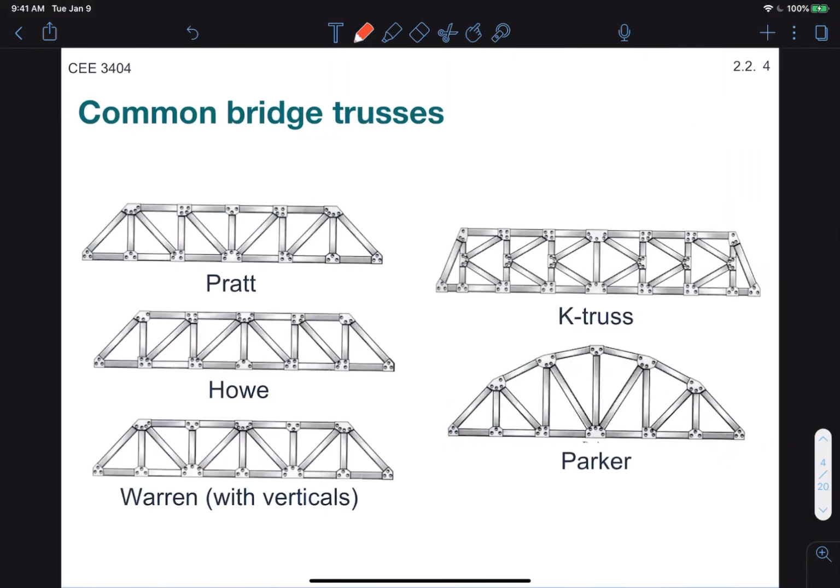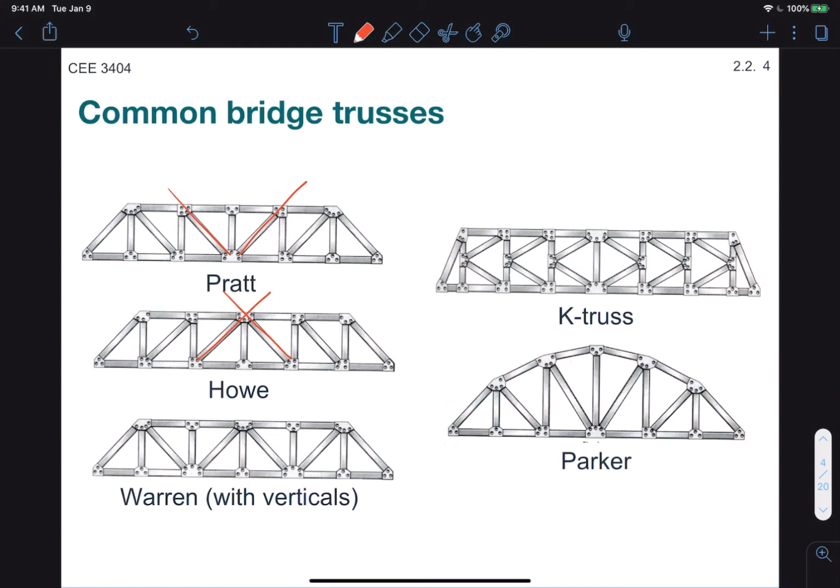There are many possible designs for these plane trusses. Some of the most popular ones you can see here, including the Pratt and Howe trusses, which are very similar except for the orientation of their diagonals. So if you observe, the Pratt truss has diagonal members angled out, whereas the Howe truss has the diagonal members angled in.